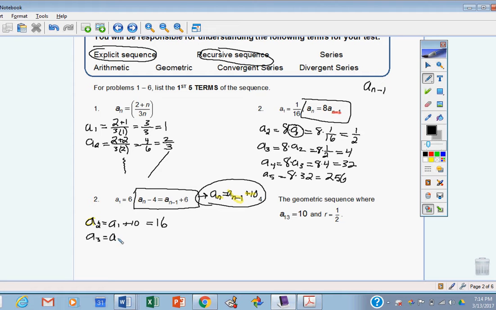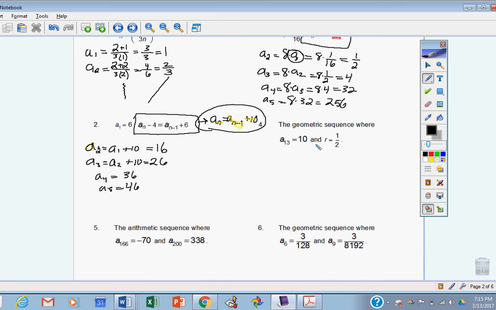So that would be a sub 2 plus 10. And the second term is right there. It's 16. So we're going to get 26. And then the fourth term, we will get 36. And then the fifth term, we will get 46, because it's the previous term plus 10. So that's a recursive sequence, and that one ends up actually being an arithmetic sequence, because there is a common difference of 10.